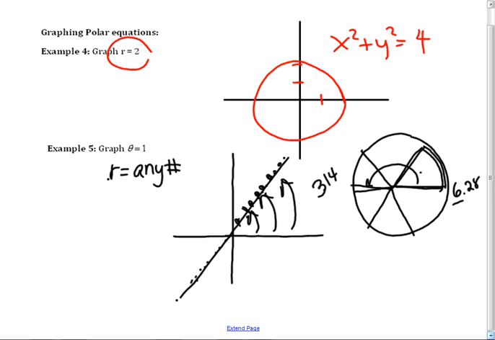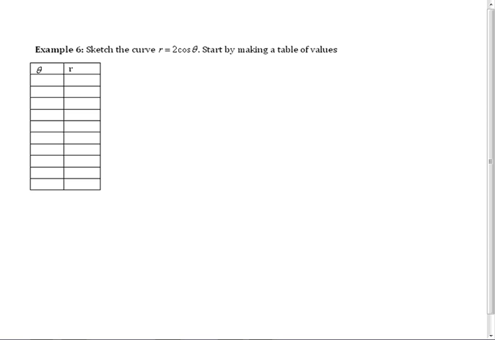Okay, now for the hard part. We're not going to use our calculators. We're going to do this by hand. This next graph is one you have to know.